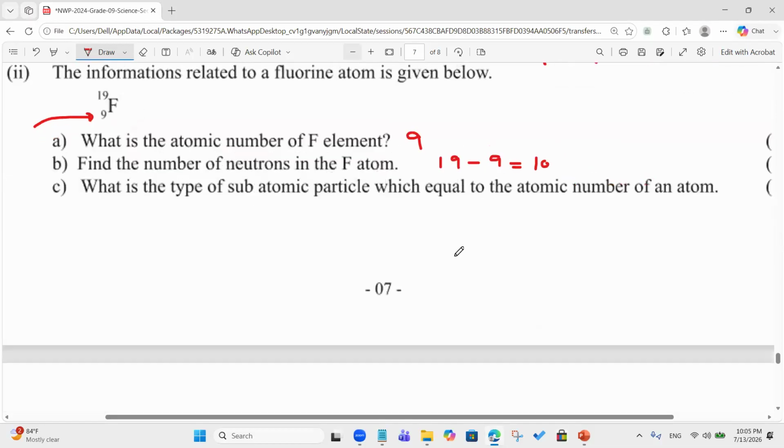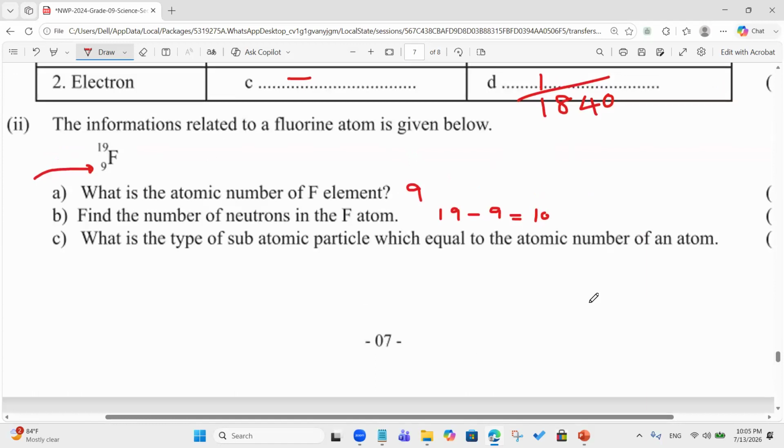What is the type of subatomic particle equal to the atomic number of an atom? What's the type? Protons. Protons, correct.